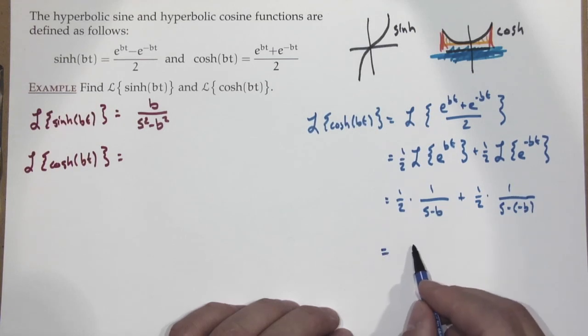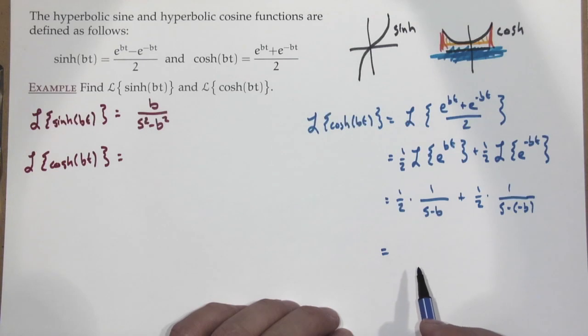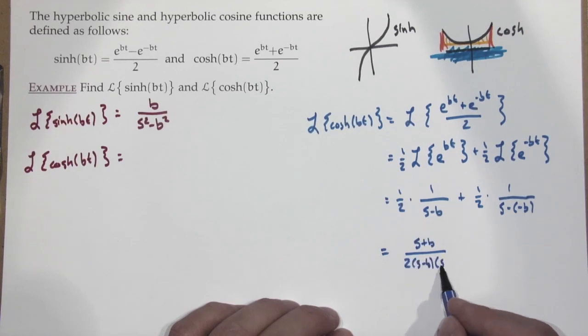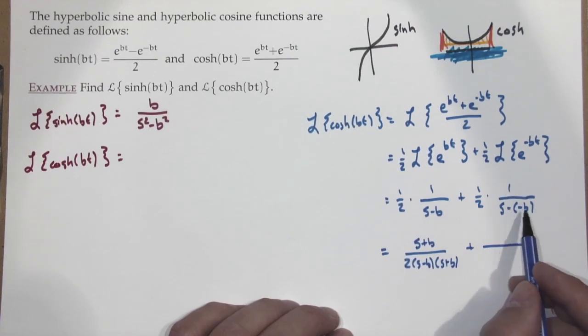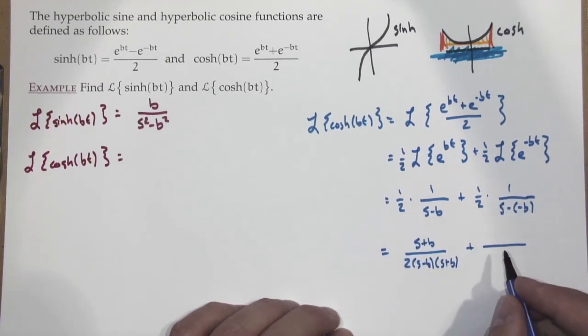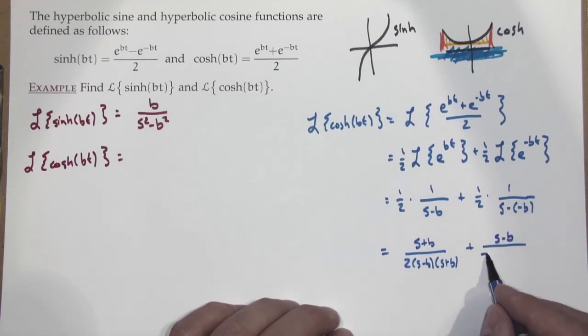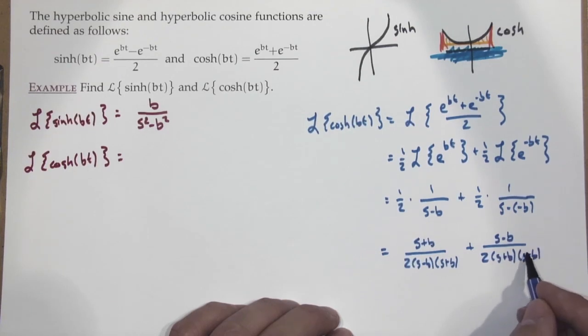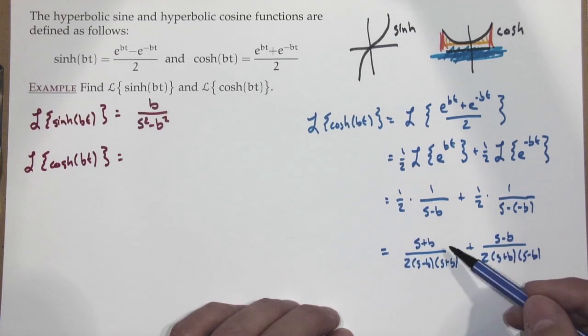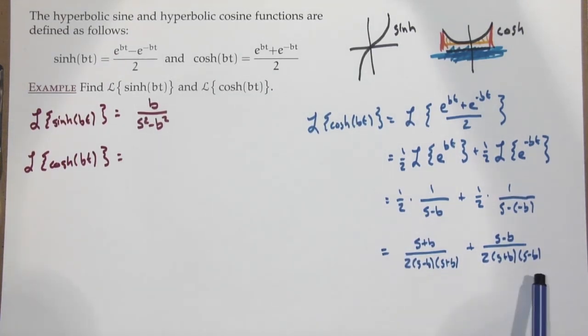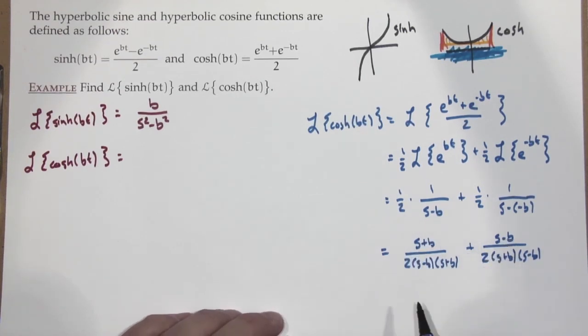Common denominator. So what do I need to multiply the first expression by? s plus b. So downstairs it's 2 times (s minus b)(s plus b). Here, where I have s plus b, what do I need to multiply by? s minus b. So downstairs we'll have 2 (s plus b)(s minus b). So we multiply both top and bottom by either s minus b or s plus b. Now, with a common denominator, we're allowed to add. s plus b, s minus b, what happens? 2s. The b's cancel. 2 times (s minus b)(s plus b). What's another way to say that? s squared minus b squared.